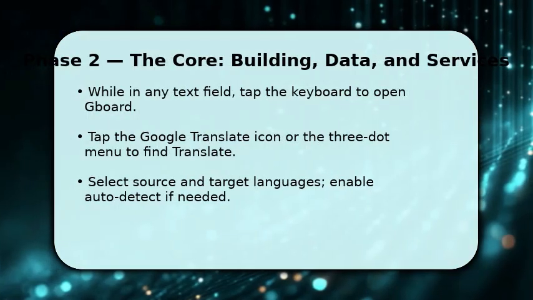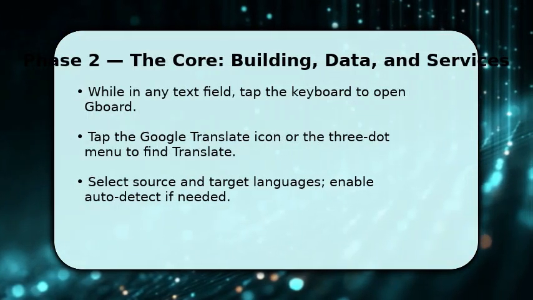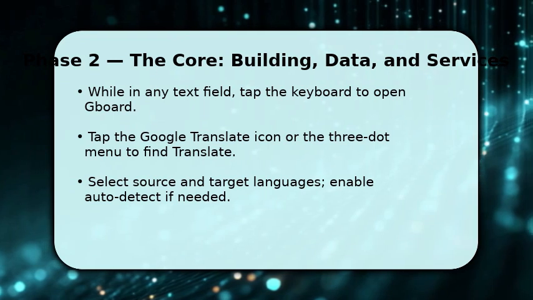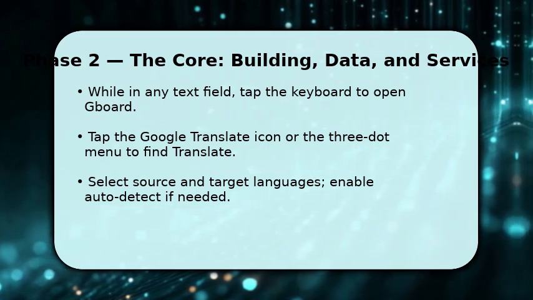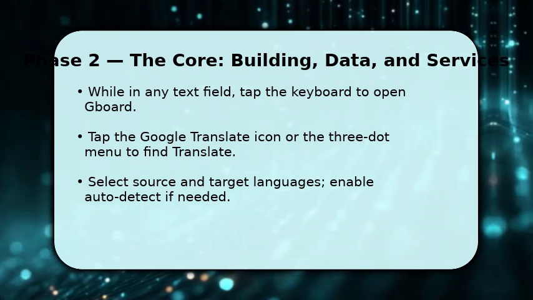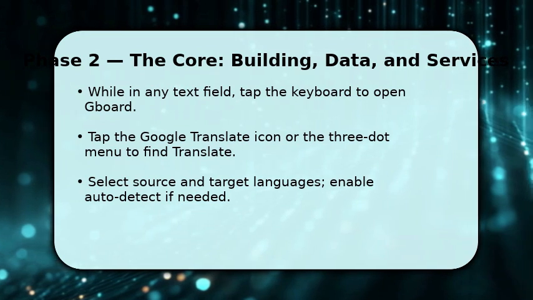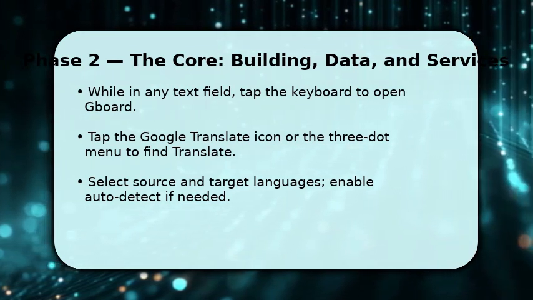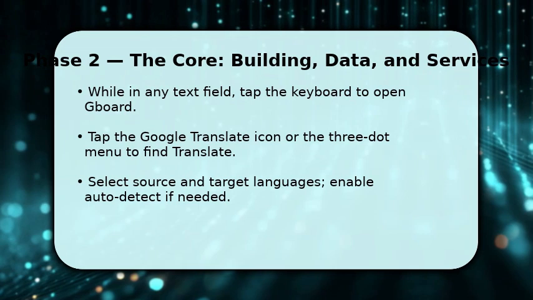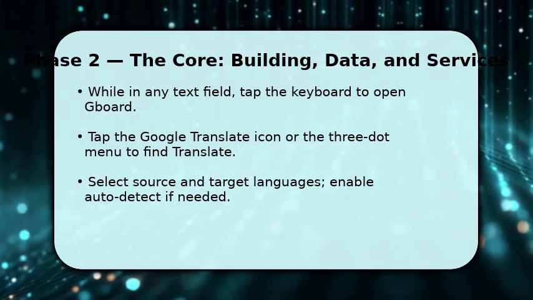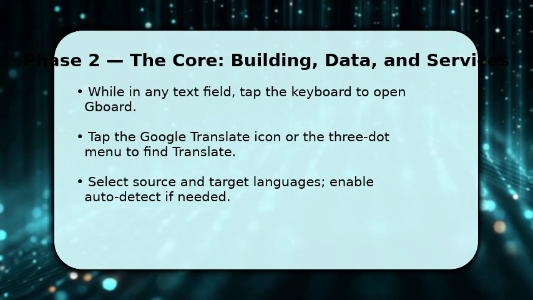You now open Gboard inside a text field and look for the Google Translate icon along the top row. If it's hidden, tap the three-dot menu to reveal it. Once you tap Translate, choose the source and target languages. Pick Auto Detect for unknown input. Then start typing or paste text and watch the translation appear inline.